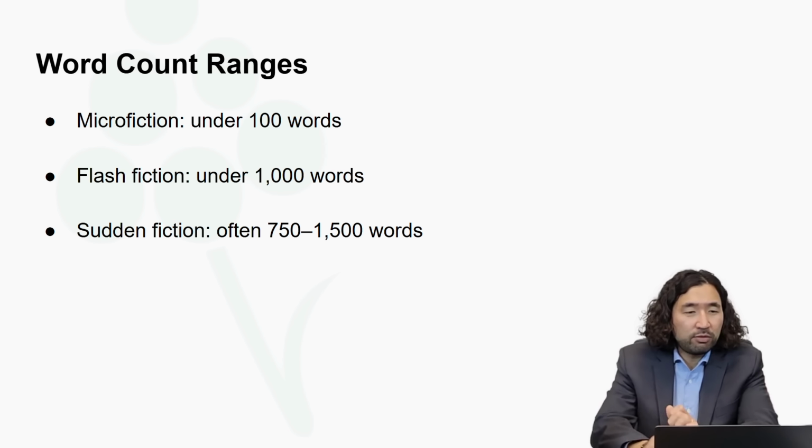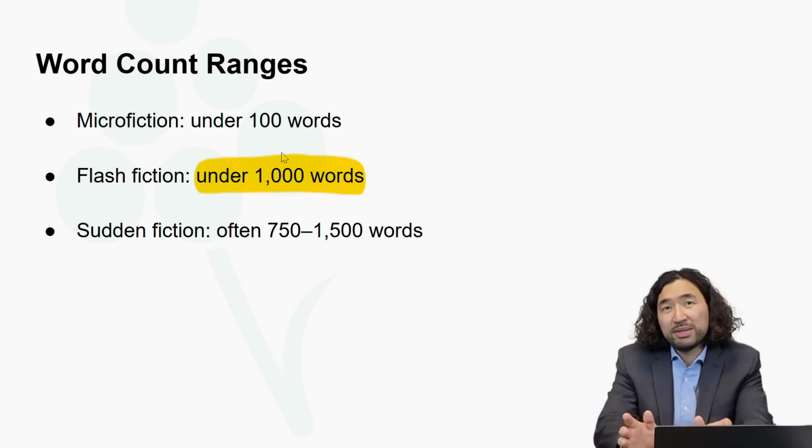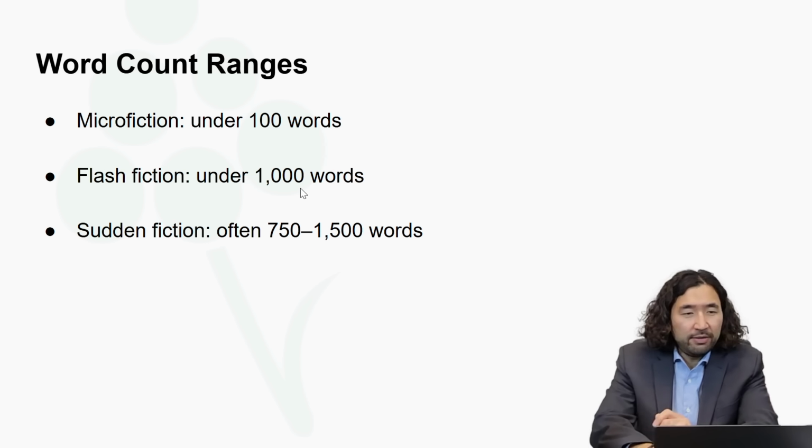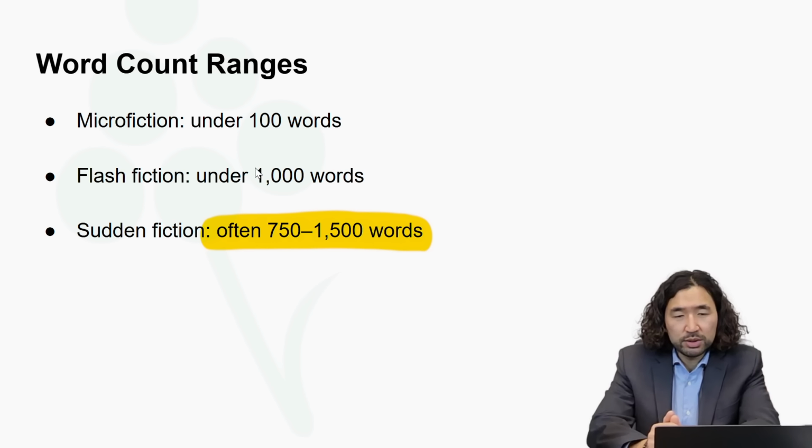Word count range for flash fiction: it should be under 1,000 words. Anywhere between 800 and 1,000 words would be ideal for flash fiction. There's also microfiction, which is super micro, under 100 words, almost like a poem. We also have a different subtype of flash fiction, which is sudden fiction, often 750 to 1,500 words. Today we're talking about flash fiction. Ideally, 1,000 words or less will be perfect.